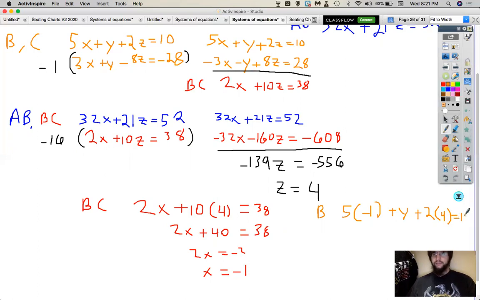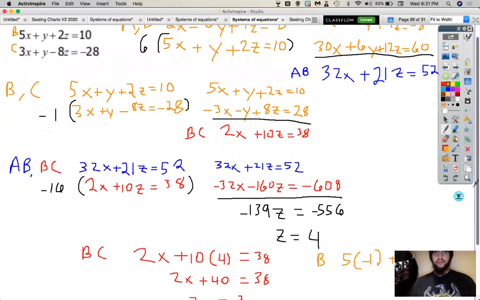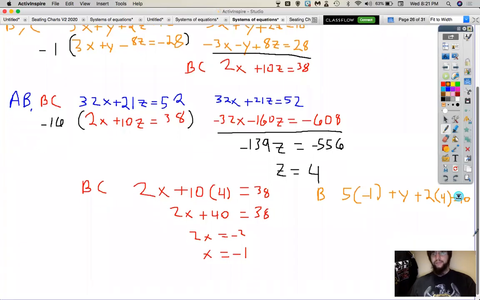Double check that. 5x, y, 2z, 10. Yeah. So then we're just going to solve that. So negative 5 plus y plus 8 equals 10. y plus 3 equals 10. y equals 7.